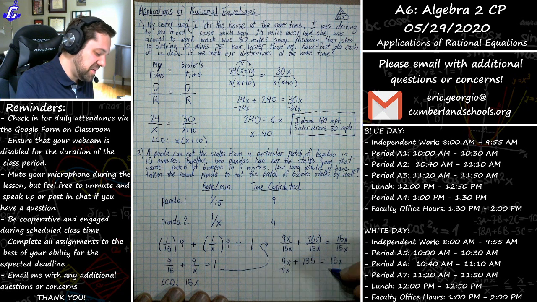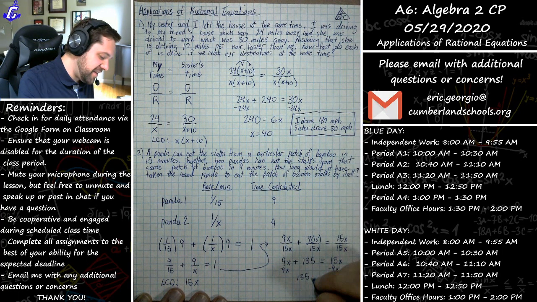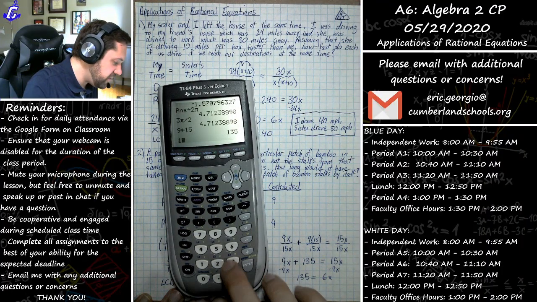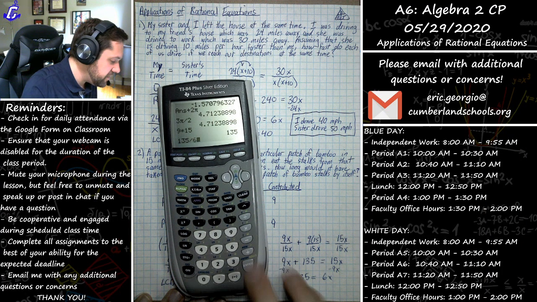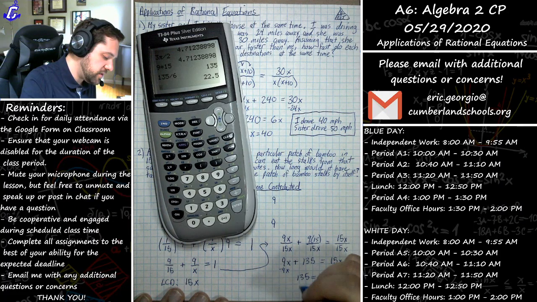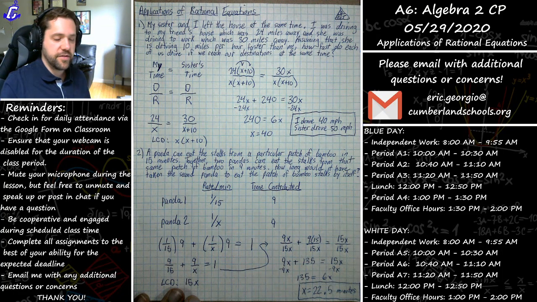Subtract 9x on both sides. This is algebra 1 at this point. We get 135 is equal to 6x. And I don't think this is going to be an integer, but let's see. 135 divided by 6, we get 22.5. Which means that it would have taken the second panda 22.5 minutes, or 22 minutes and 30 seconds, to eat the patch of bamboo alone. Slower eater than his friend.